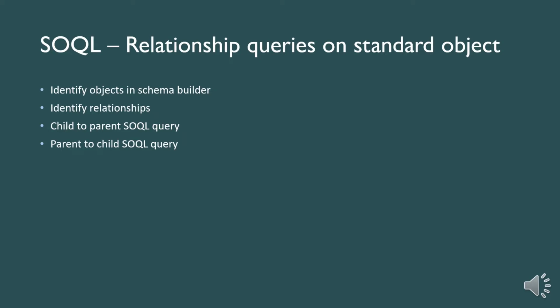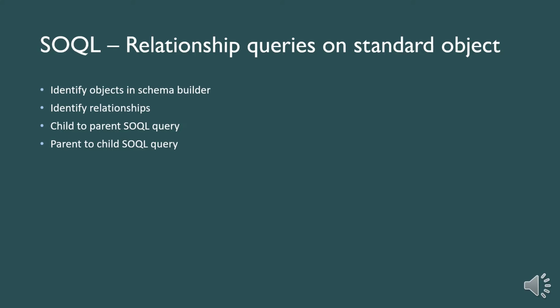In the previous video, we learned how to write a SOQL query on a single object in Salesforce. In this video, we'll be learning how to write a SOQL query on multiple standard objects by using the relationship between those two objects. So first, we'll be identifying the objects in the schema builder. After identifying the objects, we look at the relationships between these two objects and identify how to use those relationships in our query. Next, we'll be writing a child to parent SOQL query and a parent to child SOQL query.